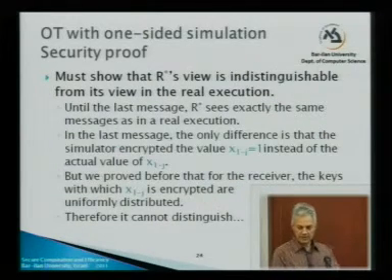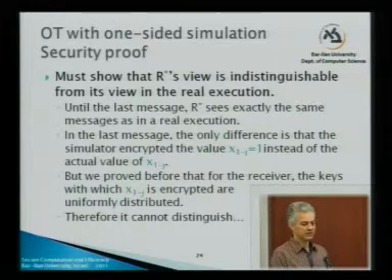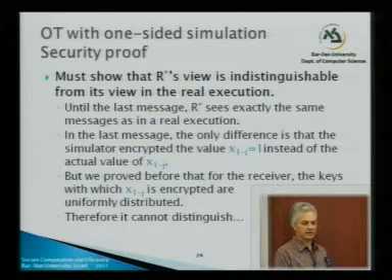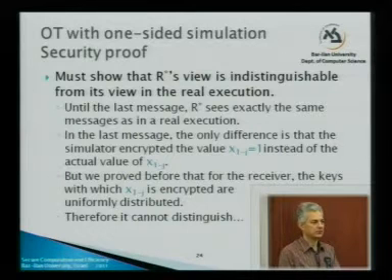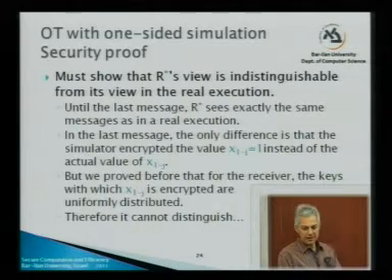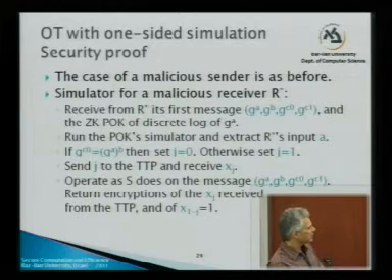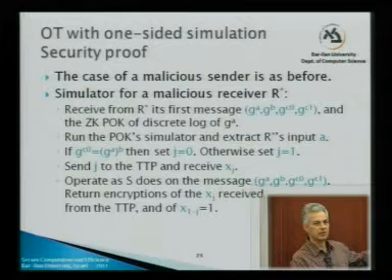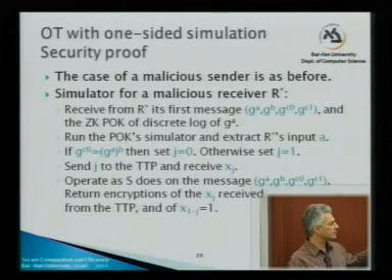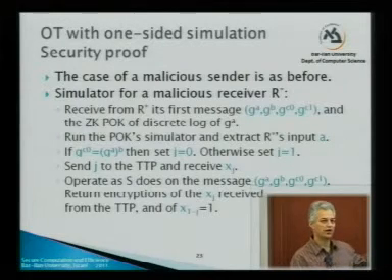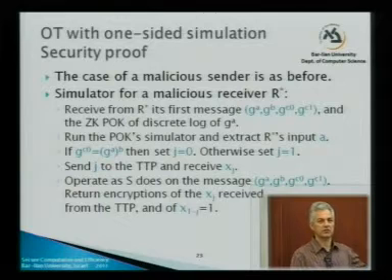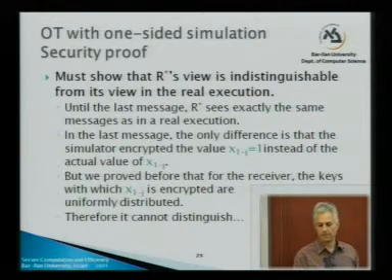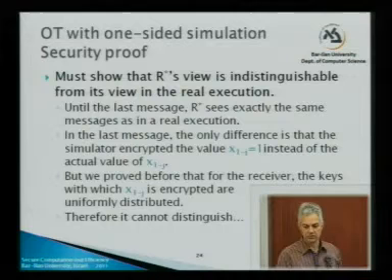Okay, so let's see what happens with the receiver's view. Actually, the receiver sees exactly the same things until the last message. And in the last message also everything is the same except for the encryption of x1 minus j, where we replace the actual x1 minus j with 1. That's the only change we made from the receiver's point of view.